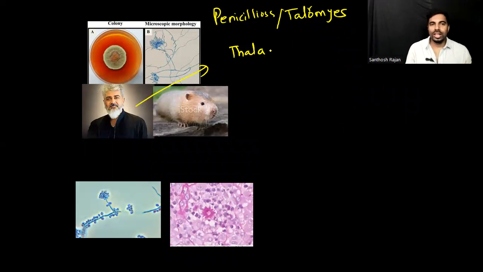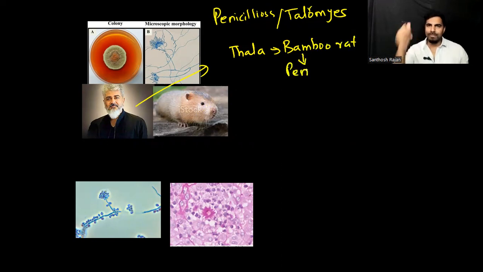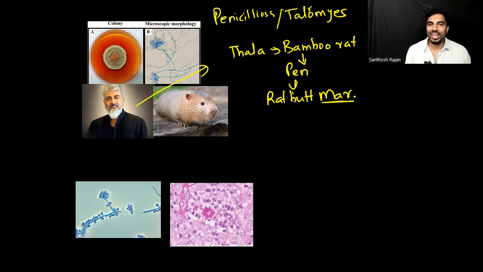Thala is popular. What will come into Thala's house? This bamboo rat will come. So Thala, what will he do? He will take his pen and kick the rat in the butt, he will hit it. So Penicillium, Thalaromyces marneffei, its name is marneffei, it will kill.